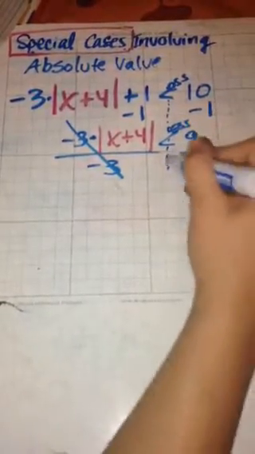Now we have to get rid of the negative 3. I like to put this little dot to remind myself it's multiplication. Opposite of multiplication is division. Whatever we do to one side, we do to the other. When we divide by a negative, we flip the sign. So instead of less than, it's greater than. So we have the absolute value of x plus 4 is greater than negative 3.